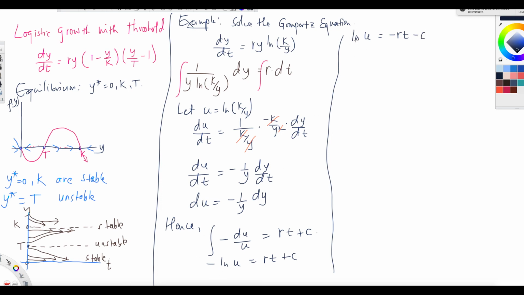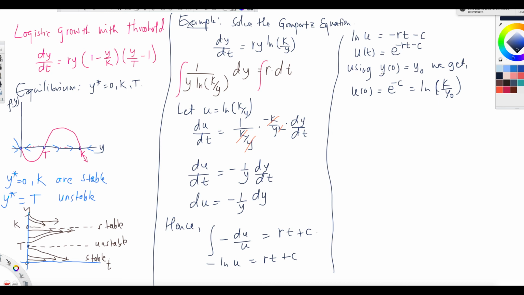So I want to get rid of the natural log. You get u of t equals to e to the negative RT minus C, right? Now using y at 0 equals to y0, what do you get? You get u0 equals to e to the negative C, right? So e to the negative C is basically the u0. But what is u0? So u0 will be basically natural log of k over y0, right? Because y at 0, which is y0, that's the value of e to the negative C.